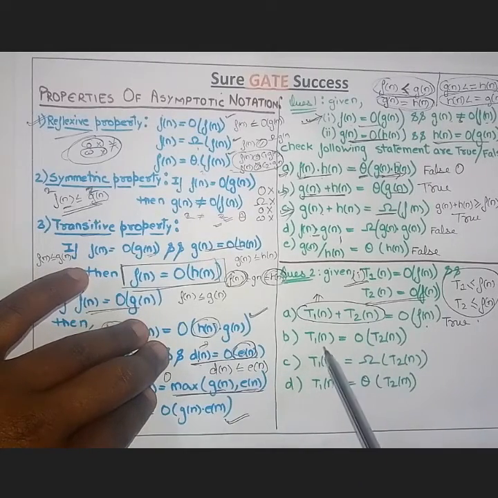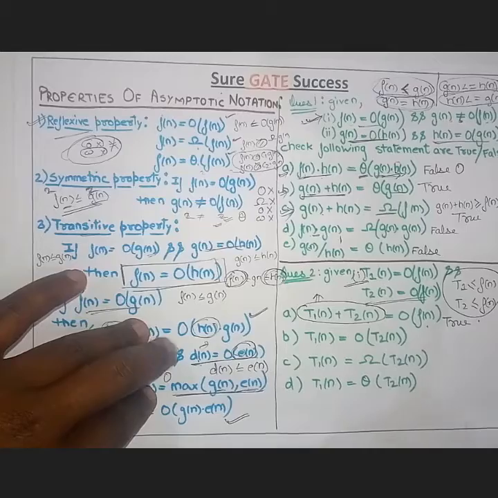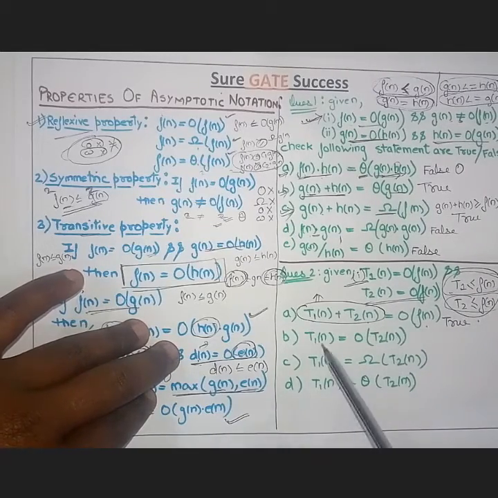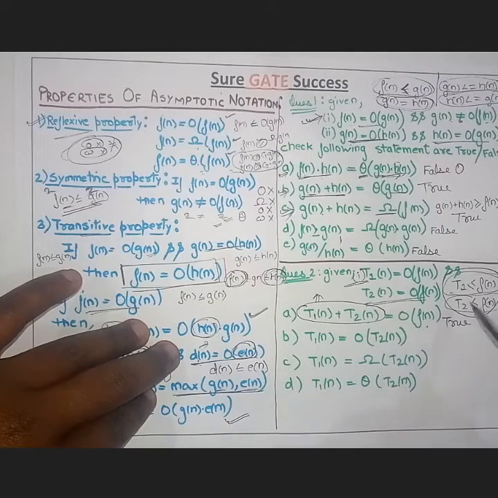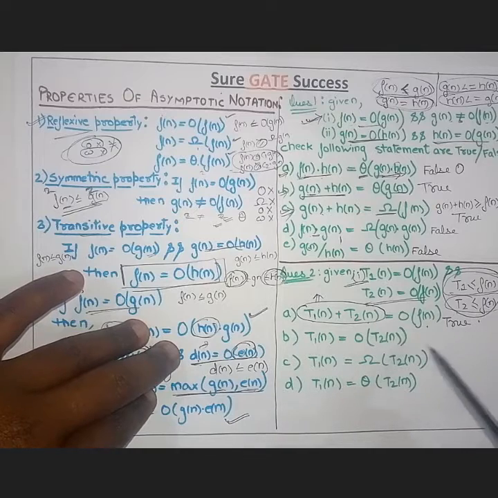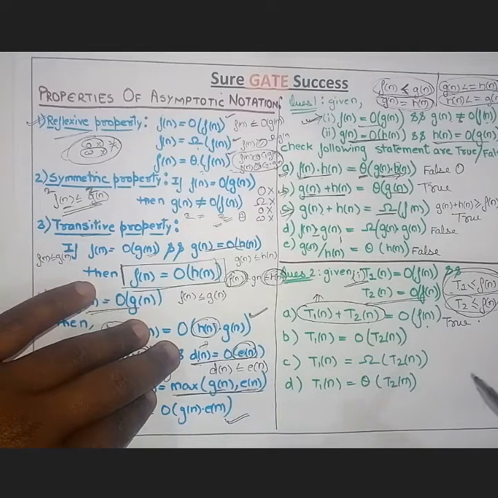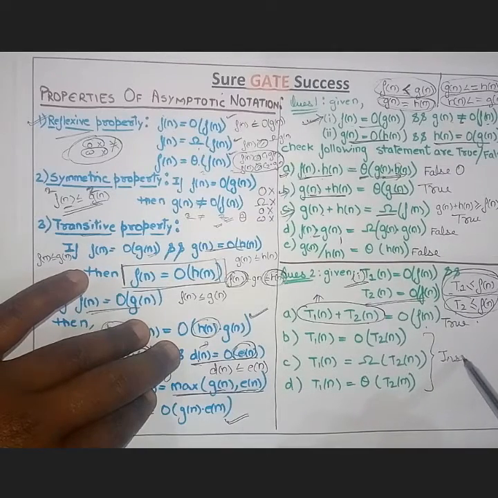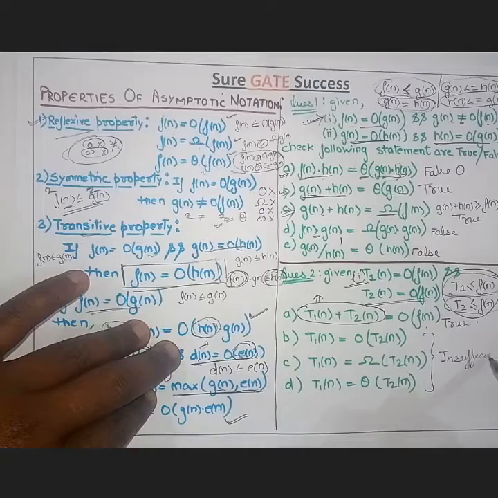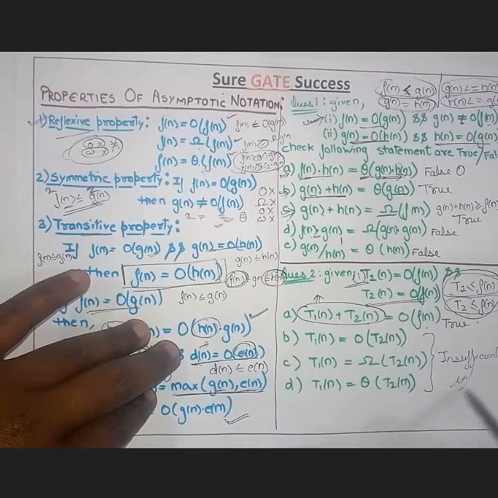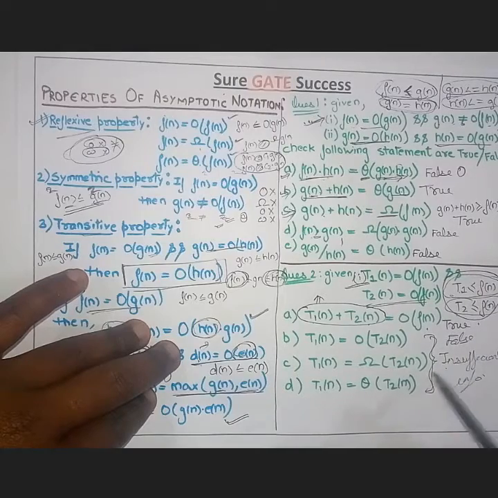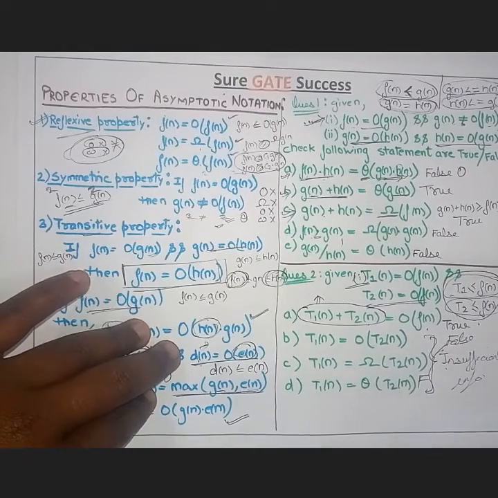And here we are comparing T1 and T2. As you can see, there is no information given about the relation between T1 and T2. We have the relation between T1 and f(n), T2 and f(n), but between T1 and T2 there is no relation. So we cannot conclude anything about this. There is insufficient information, so we cannot conclude anything. So we can say it is false, this one is also false, and this one is also false.